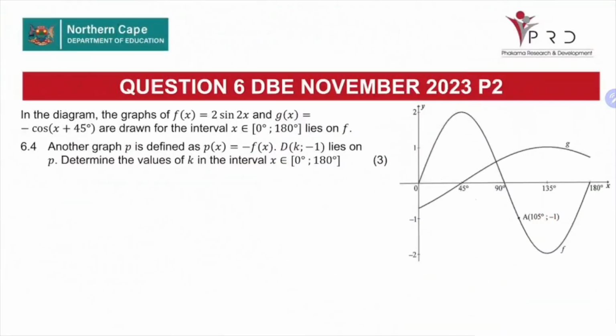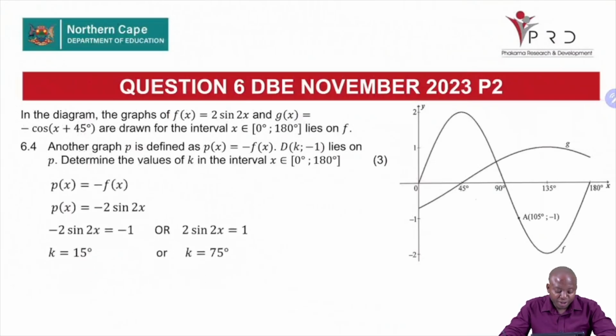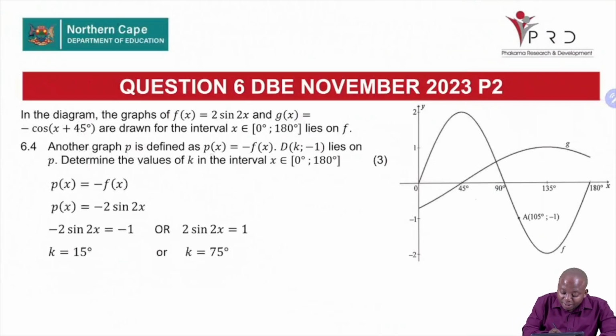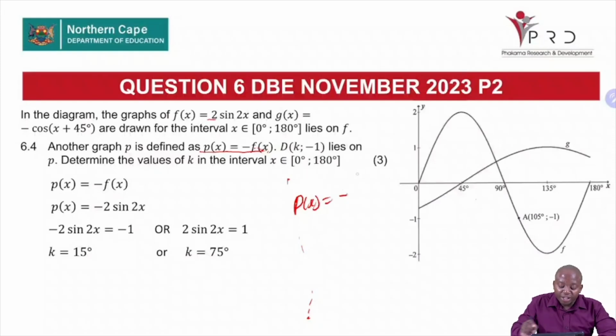Right. 6.4. We are told that another graph P is defined by negative f at x. D lies on the P. Determine the values of k in the interval. So what is happening now is that P at x is the negative function of f at x. So P at x, now we're saying minus f at x, we have what? It's negative 2 sine 2x. Thereafter, what do we now do? D lies on the graph, determine the values of k for the interval x an element of 0 to 150.